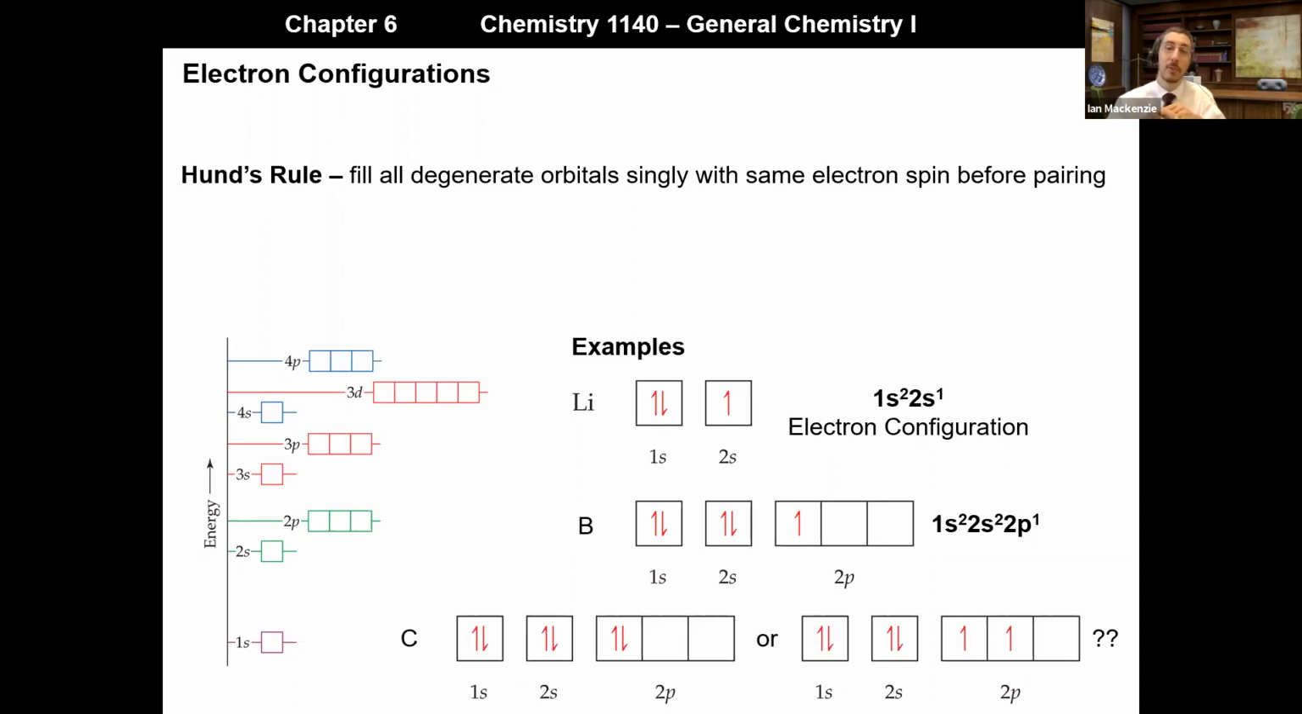And it's only after we put 1 electron in all of the degenerate orbitals that we then go back and start to pair them up if we have extra electrons. So in this case, carbon should look more like this here on the right. However, its electron configuration would simply be 1s2, 2s2, 2p2. When we write the electron configuration, it doesn't make a distinction about which p orbitals the electrons are in.